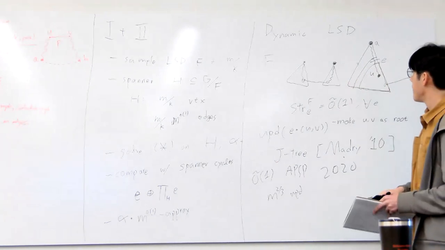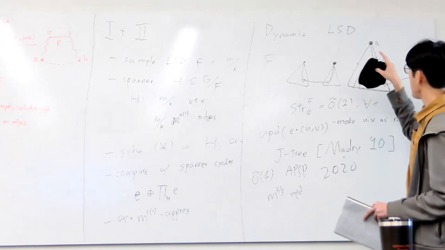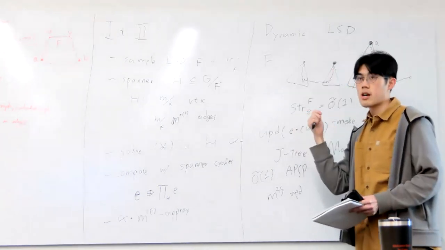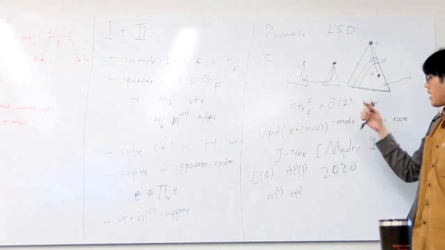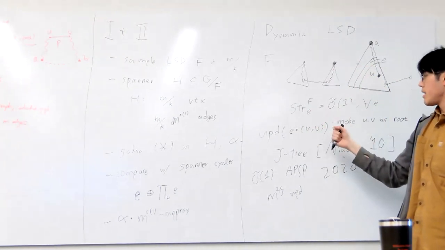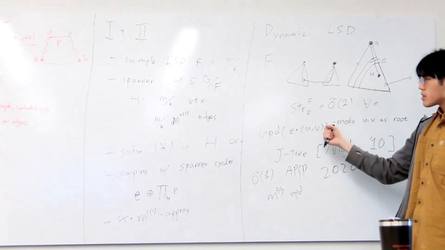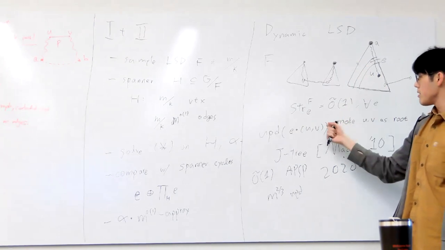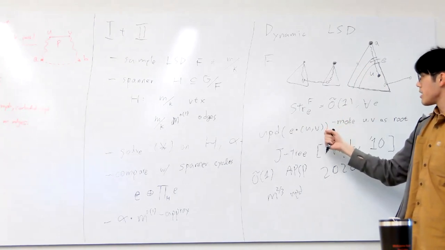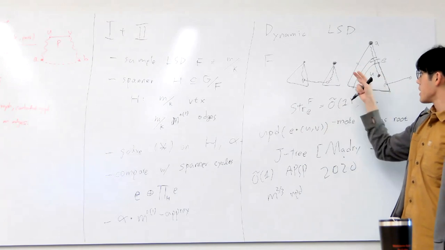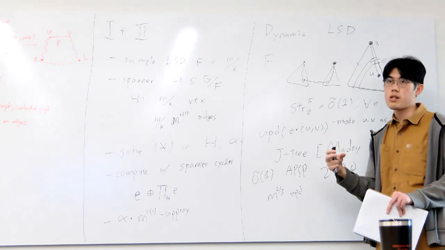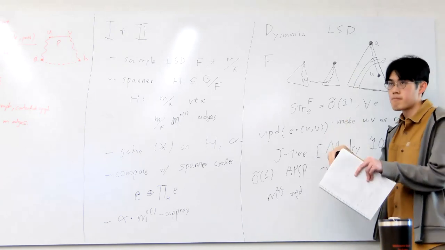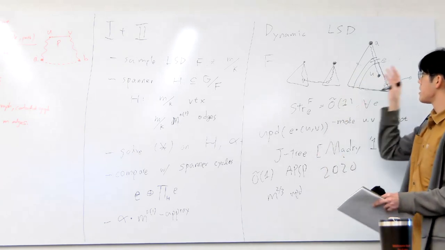So this is how the LSD part got made dynamic. On an update to an edge, I just mark both endpoints as root. By marking one vertex as root, I have to split some tree into two so that this new root has its own tree to be a root. So this is the dynamic LSD.